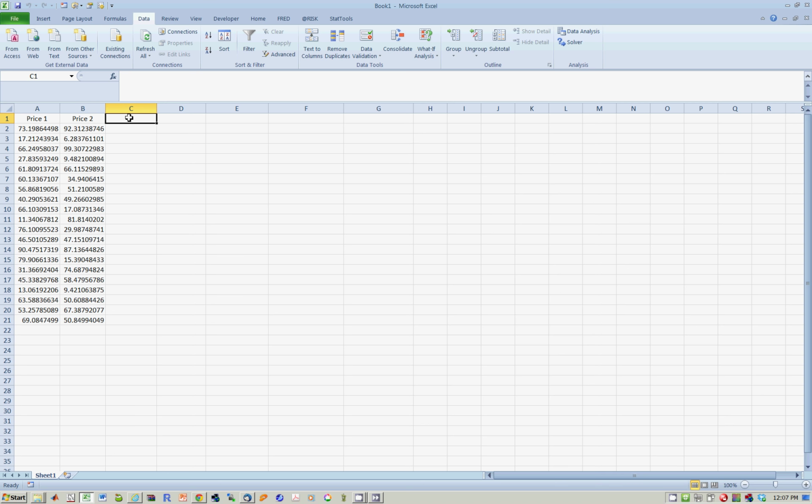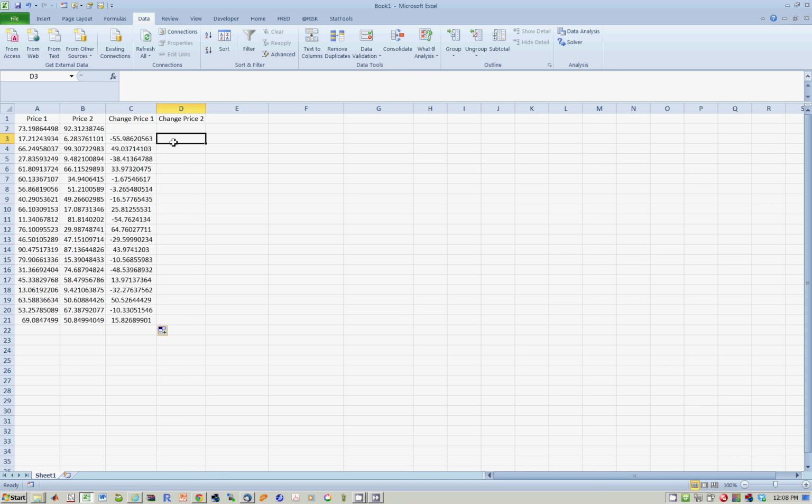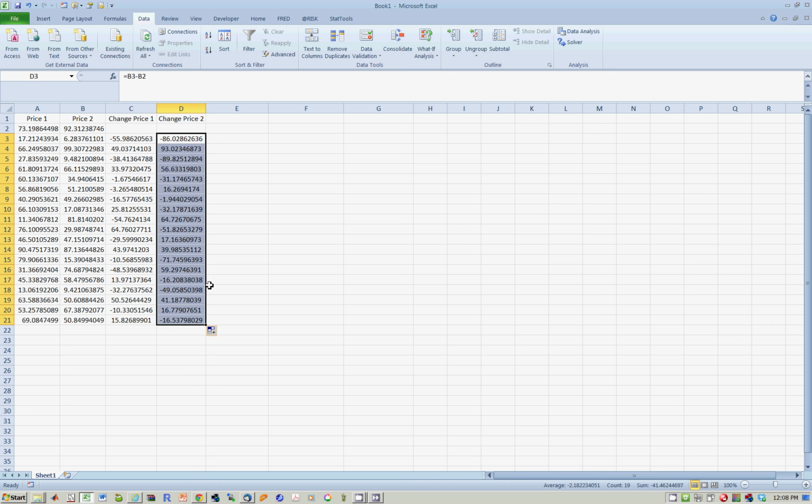Now let's say we have the change in price of stock number 1 and the change in price of stock number 2. So here we go, today's price minus yesterday's price, and then you can see the price went down in this case, and we filled down for all other observations. And once again, the change in price of stock number 2 is today's price minus yesterday's price, and that price also went down, and then we have the changes in all prices here.